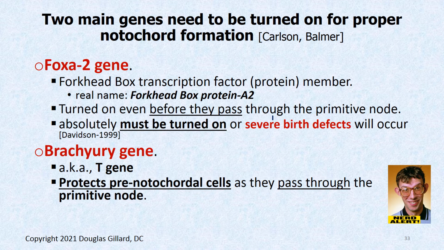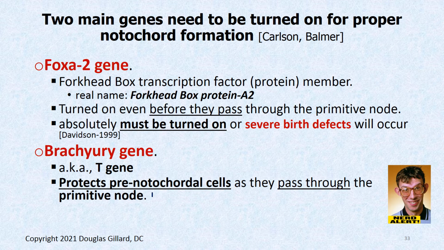We've got to do a few genes here. There are two main genes that have to be turned on in these future notochordal cells. That's the FOXA2 gene. The real name is forkhead box protein A2. And then we have the brachyury gene, AKA the T gene. Both of these genes need to be turned on in our future notochordal cells.